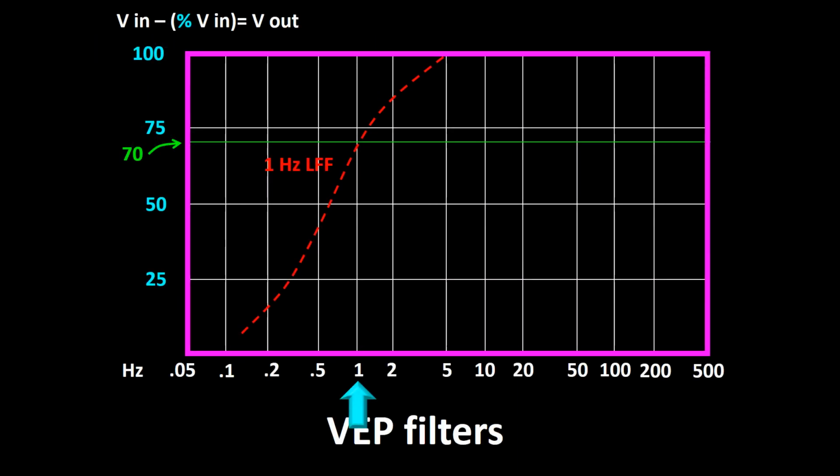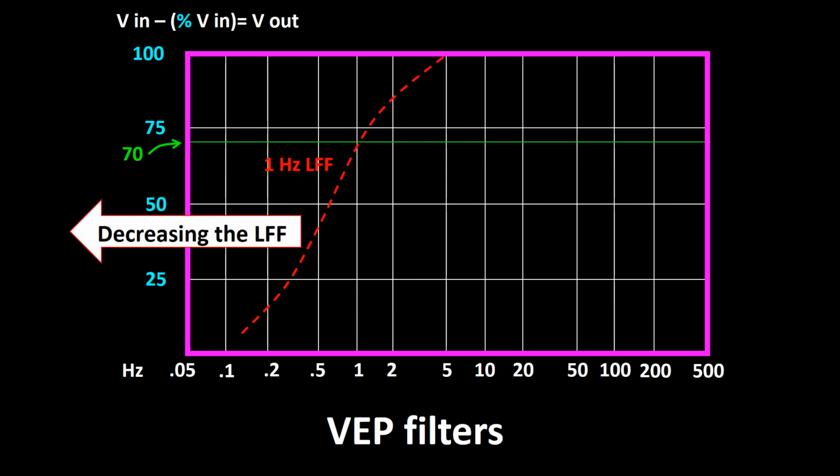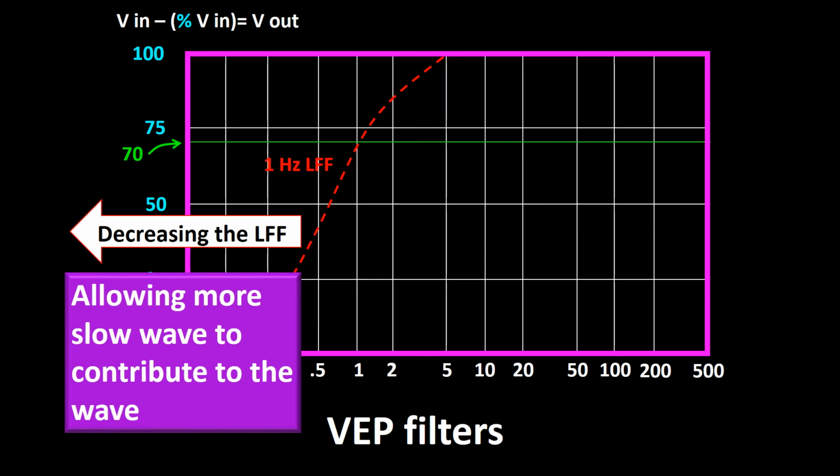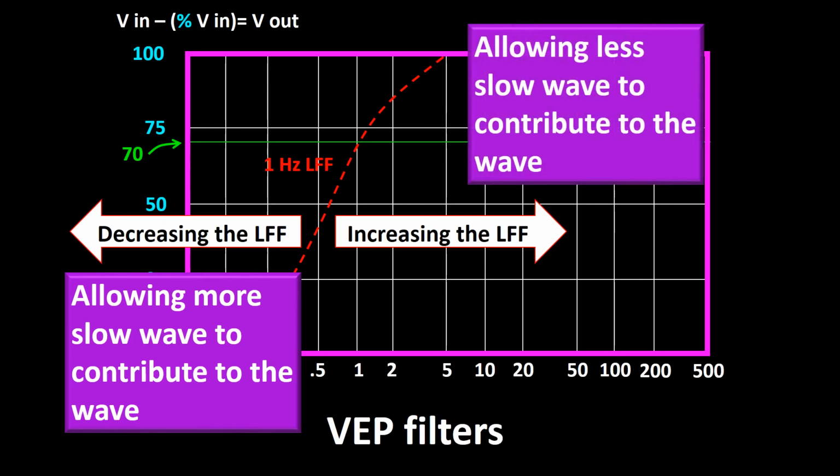In this figure, we have set the low frequency filter to 1 Hz. By decreasing the low frequency filter, we allowed more slow waves to contribute to the ultimate wave that we will see in the monitor. By increasing the low frequency filter, we allowed less slow wave to contribute to the ultimate wave that we will see in the monitor. Let's start by talking about what happens when the low frequency filter is increased and less slow waves are allowed to contribute to the ultimate wave.